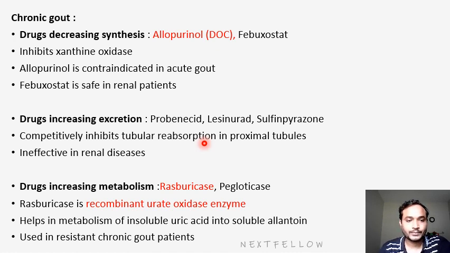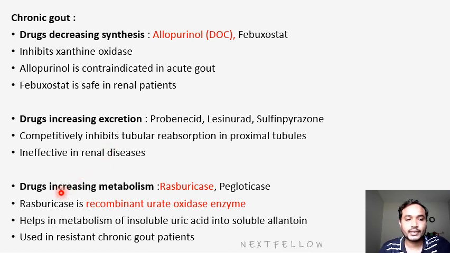These drugs will work only when the patient has normal kidneys. When the patient has renal disease or renal damage, these drugs will not be effective in those patients, because the kidney is not filtering or reabsorbing properly. The main action of these drugs is inhibiting reabsorption. So once the kidney is not functioning well, these drugs also will not function. So in renal disease patients, these drugs will not be effective.